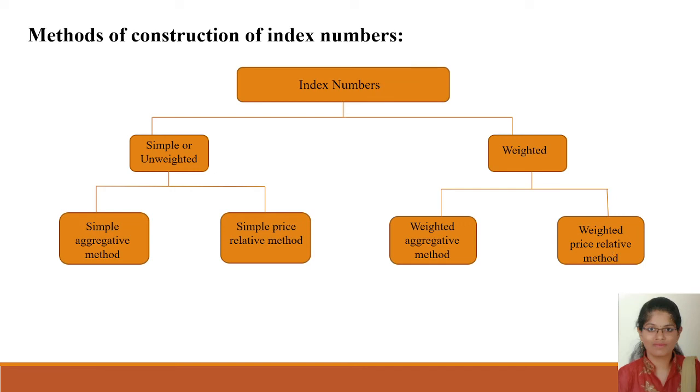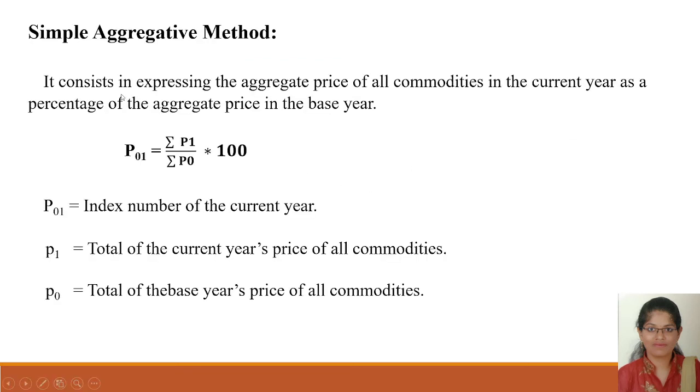We see the simple or unweighted index number. The first type is simple aggregative method. It consists in expressing the aggregate price of all commodities in the current year as a percentage of the aggregate price in the base year. Its formula is P01 equals summation of P1 divided by summation of P0, into 100. P01 means index number of the current year, P1 means total of the current year's price of all commodities, and P0 means total of the base year price of all commodities.